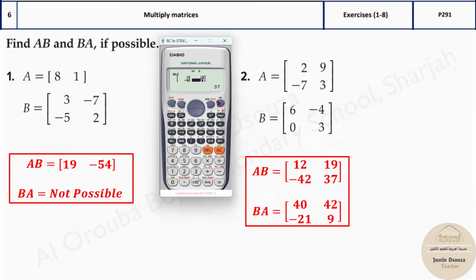For that, you need to again press shift 4 and press B, that is option 4, multiplied by shift 4, option 3, that is matrix A. Make it equal. So this is the answer now, 40, 42, minus 21 and 9. Now here, let us do this one. You can try it by yourselves. I will do it over here. Pause it, try to do it by yourselves. You can check the answers.